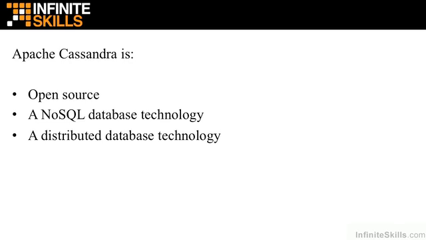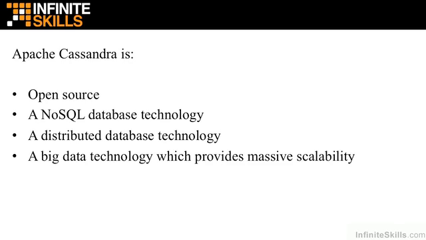Instead of the database only being able to live on one server, it can actually be spread across multiple servers. This is huge. This allows a database to grow almost infinitely because it's no longer restricted to having to fit all on one server. Cassandra is a big data technology which provides massive scalability. I'm aware of some instances of Cassandra where the cluster is 1,000 nodes, 1,000 servers that make up a cluster that the database is spread across. That's a lot of data.